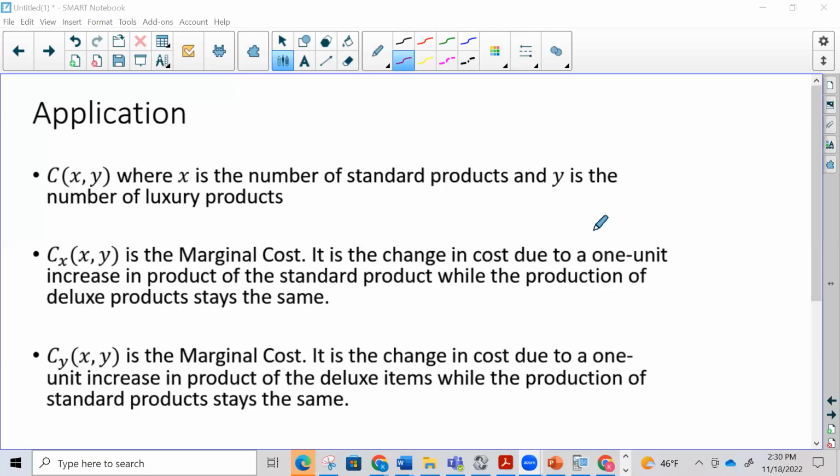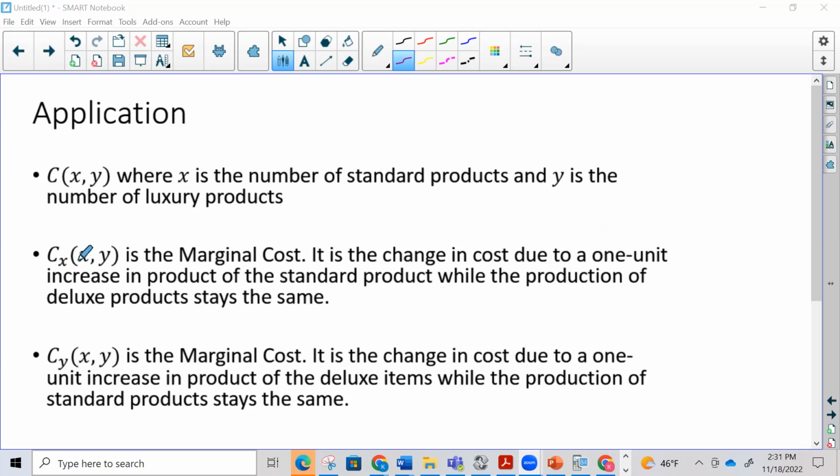So let's look at applications of partial derivatives. I do have another video that just talks about interpreting partial derivatives, but this one is just going to be on looking at cost. So the cost function of x, y, we're going to say x is the number of standard units, y is the number of luxury units.